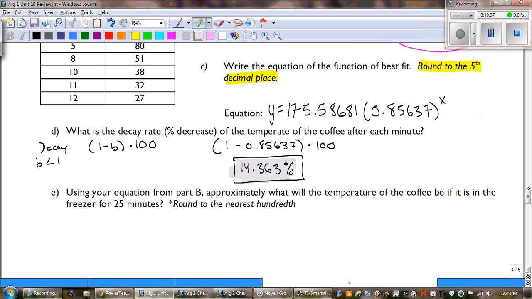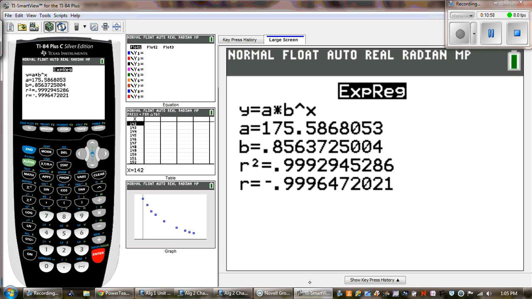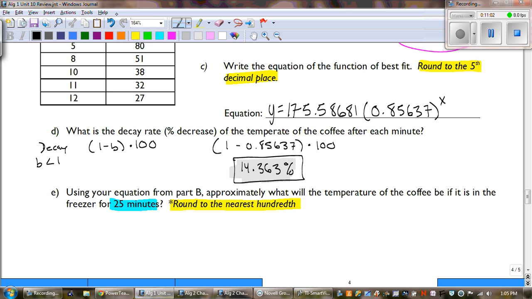Okay? Now it says using your equation from part B, approximately what will the temperature of the coffee be if it is in the freezer for 25 minutes? Okay? So the key things to know are that we're doing this for 25 minutes, and then we have to round to the nearest hundredth. All right, so we need our calculators. Ooh, I didn't even write it down yet. I almost skipped a step.